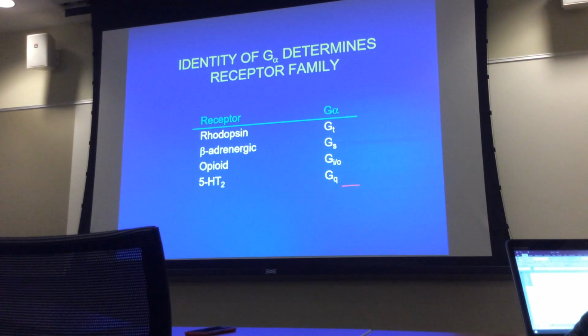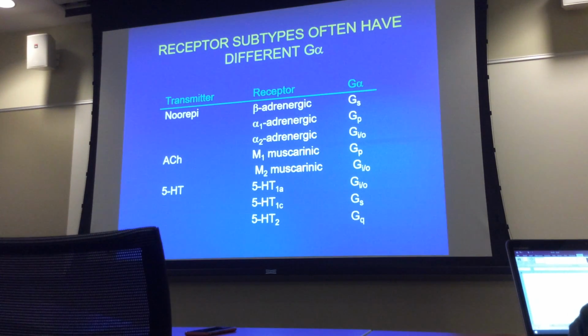So once again, these receptors only bind to one subtype of G protein alpha subunit. You can mutate receptors to bind to other types. So people have taken the beta adrenergic receptor and mutated parts of it in ways that allow it to bind to GI, but that's a trick. That's not a natural phenomenon.